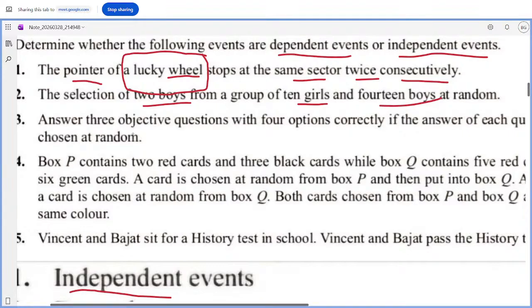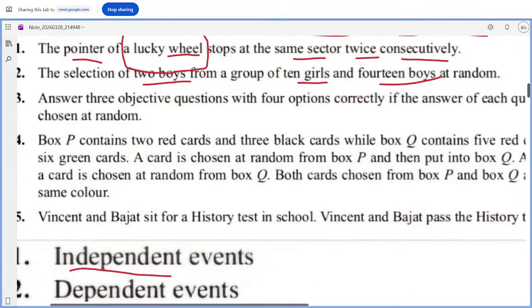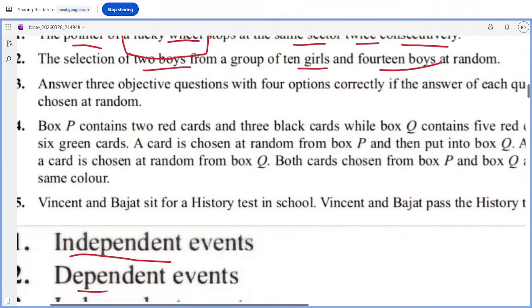So you can imagine you have 10 girls and then you have 14 boys. Then you want to just choose 2 boys out of those. Total is 24 people. Okay, let's see. So the answer is yes, dependent. Why dependent? Because the 2 events will affect each other.